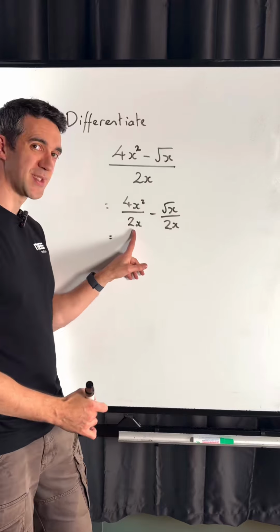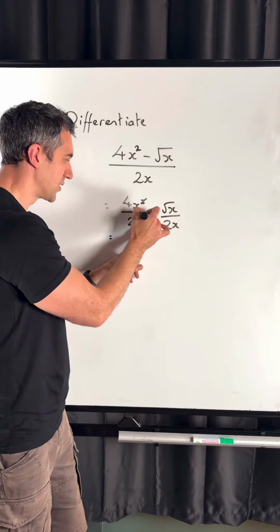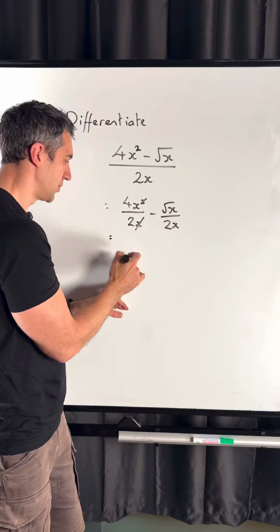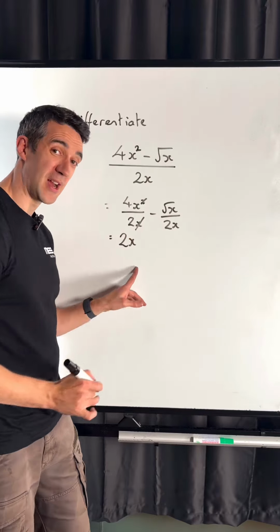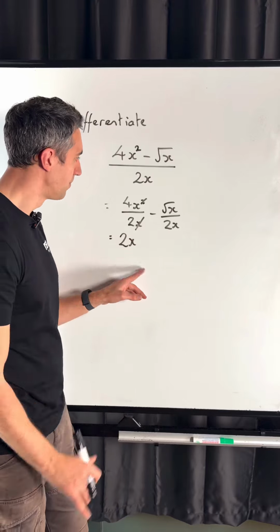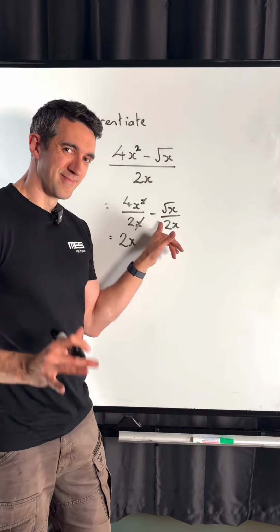So this first one's nice and simple. We've got x squared over x, so we get rid of the squared here. And 4 over 2 is just 2, so it's just 2x. That one's now ready to differentiate, so we're good with that one. This one, however, we need to simplify.